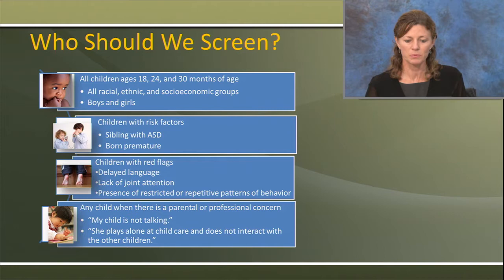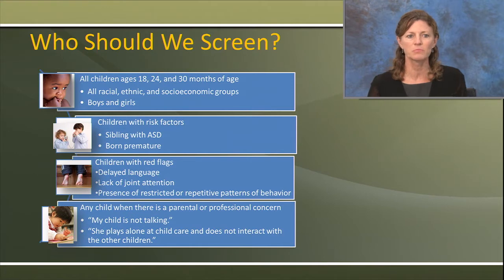Next, we have children who present with red flags. As that child develops, let's say that you do a screening at 18 months, and then all of a sudden, somewhere around 20, 22 months, you might see some different types of red flags appear. For example, you might see a delay in language, or the lack of joint attention really start to be noticeable.